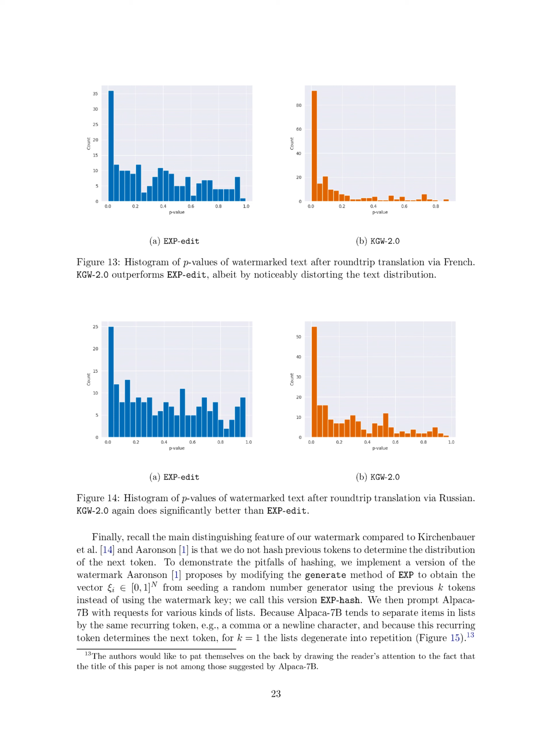Because Alpaca 7B tends to separate items in lists by the same recurring token, such as a comma or a newline character, and because this recurring token determines the next token, for k equals 1 the lists degenerate into repetition. Hashing with k greater than 1 significantly improves the quality of samples. However, even using k equals 4 can sometimes produce noticeably repetitive text.